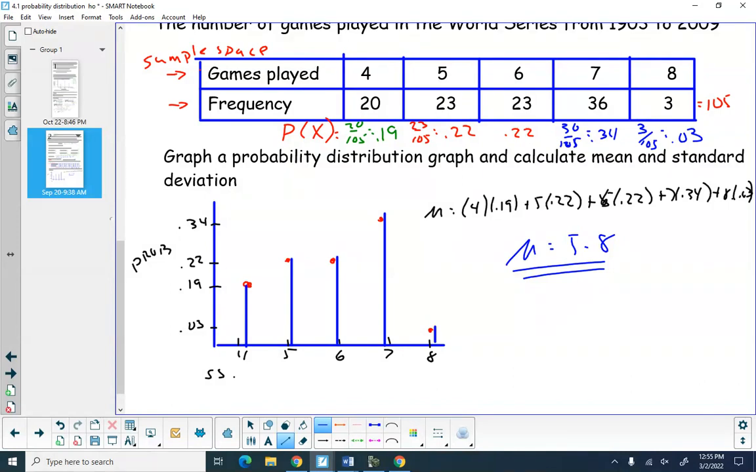That is a typical expectation based on the data that we have for the number of World Series games that have been played over the decades. And you can do the standard deviation also by squaring each one of those values and subtracting off the mean.